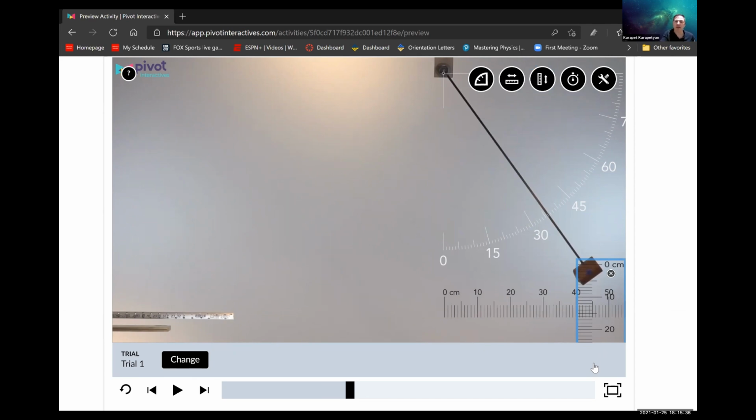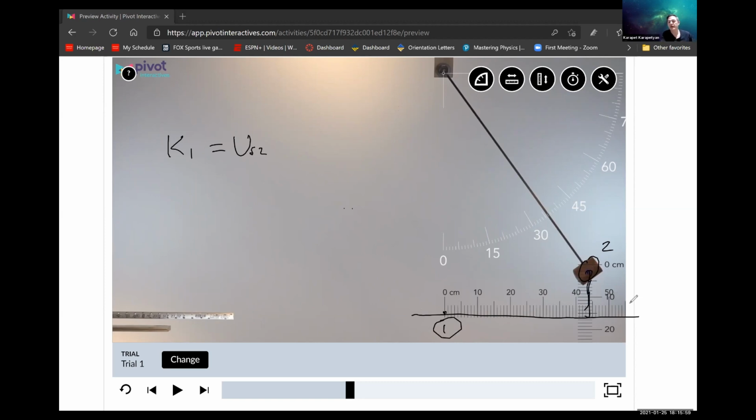Remember, what we want is the kinetic energy at point 1, because this is now my point 2, equals the gravitational potential energy at point 2. If this is your horizontal axis, and this was point 1, you just want to know what this height is. That's one way to do it, directly measuring this height. Another way to do this would be to measure the length of the pendulum. So basically, measure this length.